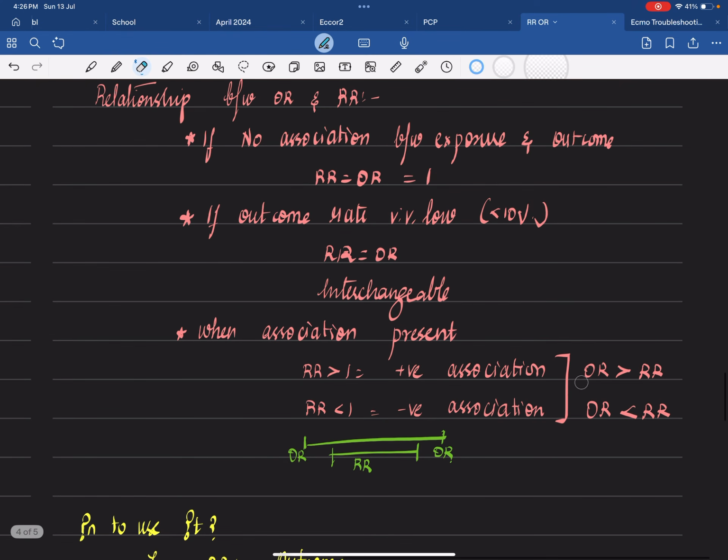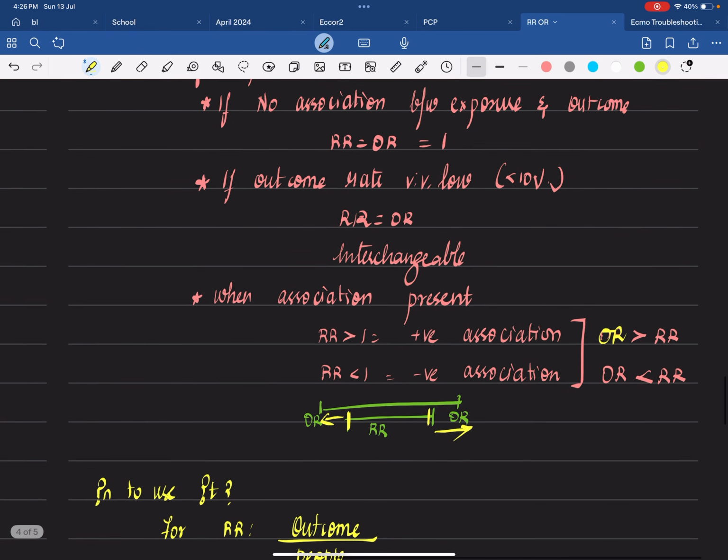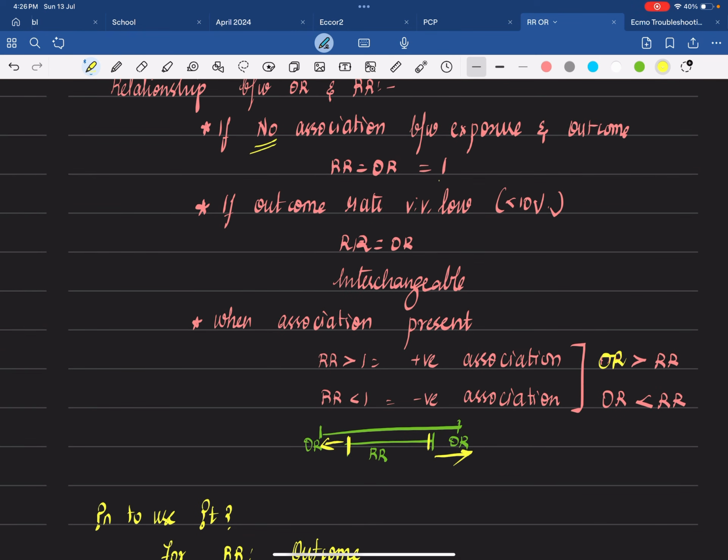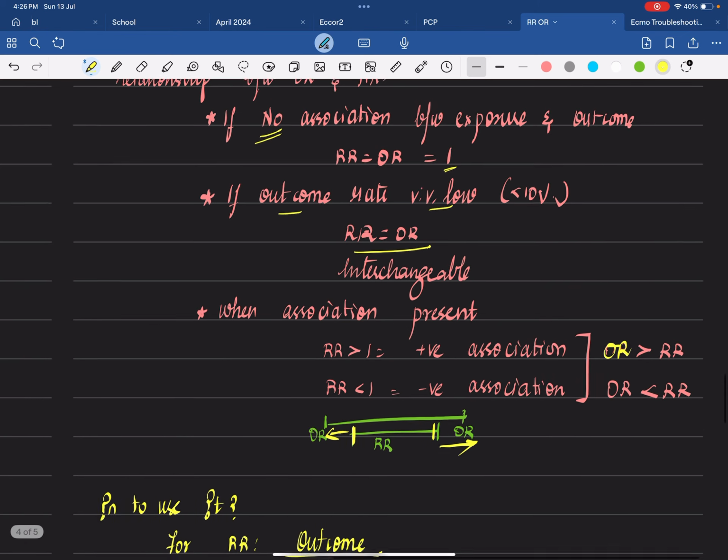But remember, odds ratio always overestimates, going further from 1 than your RR. For example, if RR is less than 1, the OR will be less than RR; if RR is more than 1, the OR will be more than RR. So these are the relationships. With no association, both will be 1. If the outcome rate is very low, both can be used interchangeably, and OR generally overestimates compared to your RR, for both positive and negative association.